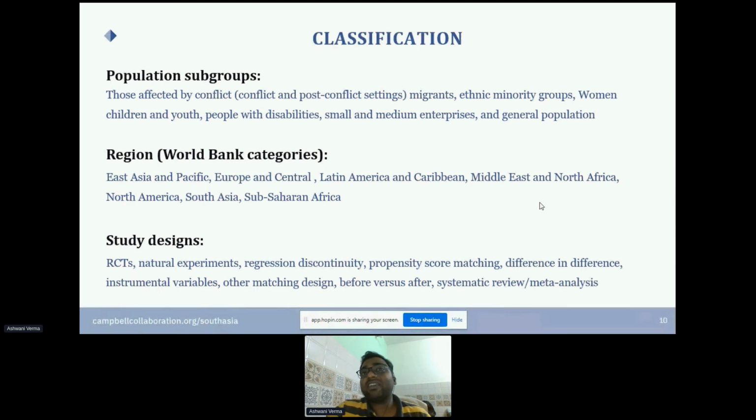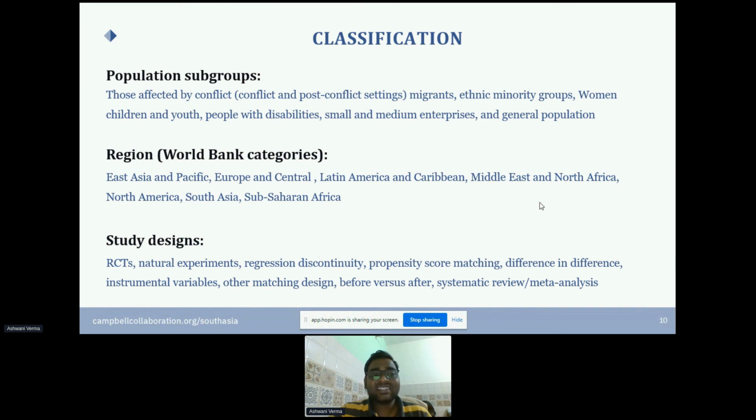As I said, this map is based only on low and middle income countries, which includes the upper middle income countries. So only the low and middle income countries were included in this particular map.